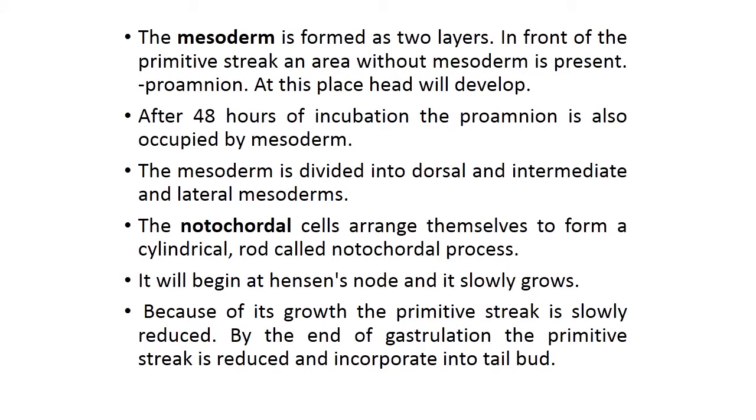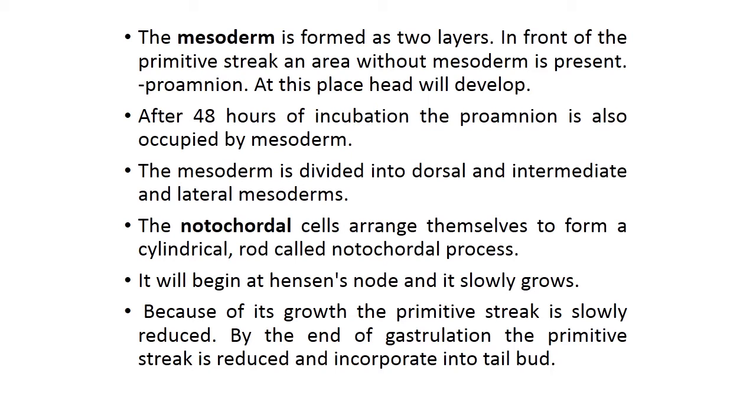The mesoderm is formed as 2 layers in front of the primitive streak. An area without mesoderm is present, which is known as the pro-amnion, and at this place the head of the future embryo starts to develop. After 48 hours of incubation, the pro-amnion is also occupied by mesoderm. The mesoderm is divided into dorsal, intermediate and lateral mesoderms.